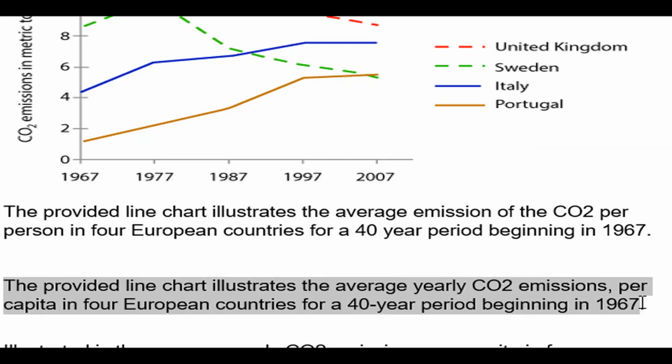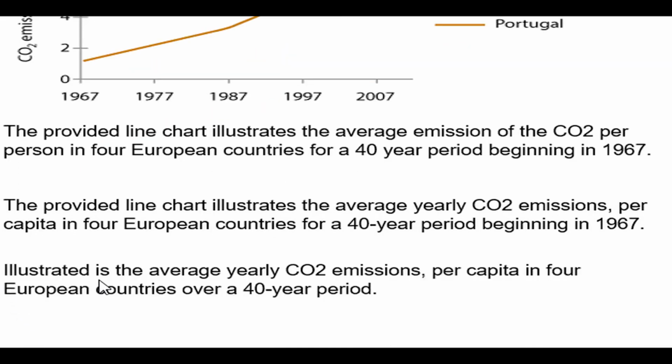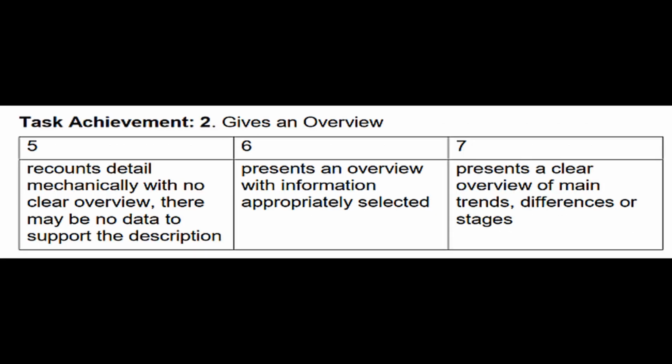So we've got this phrase here. The provided line chart illustrates the average yearly CO2 emissions per capita in 4 European countries for a 40-year period beginning in 1967. But we can make it even more succinct. We can simply say illustrated is the average yearly CO2 emissions per capita in 4 European countries over a 40-year period. And that'll do fine as an introduction. We don't need all these extra words. Now let's look at what's next.